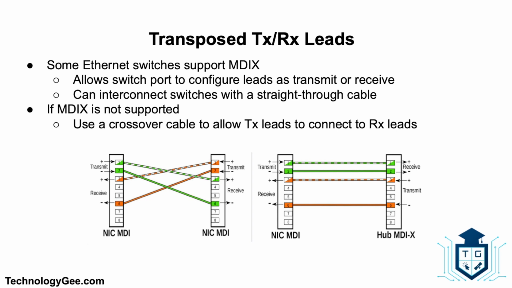Then we have transposed, transmit, and receive leads. So some Ethernet switches support medium dependent interface crossovers, or MDIX, which allows a switch port to properly configure its leads as transmit or receive leads. You can interconnect such switches with a straight through cable as opposed to a crossover cable. However, if a network device does not support MDIX, it needs an appropriate cable or a crossover cable to allow its transmit lead to connect to its receive lead on a connected device and vice versa. Therefore, care must be taken when selecting cable types, interconnecting network components.